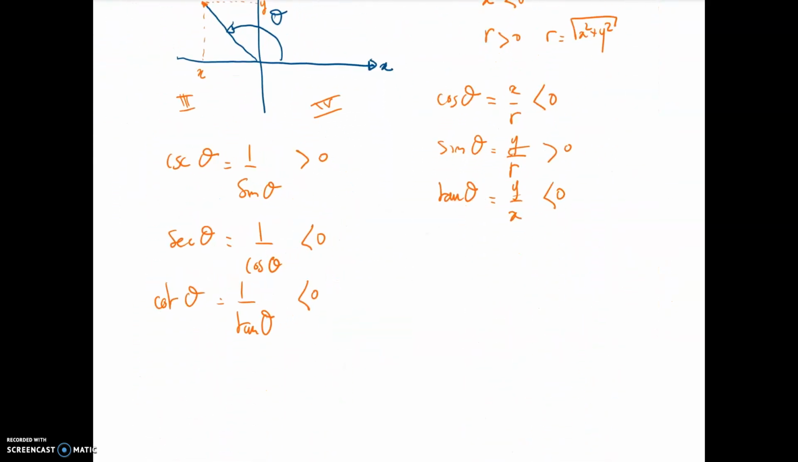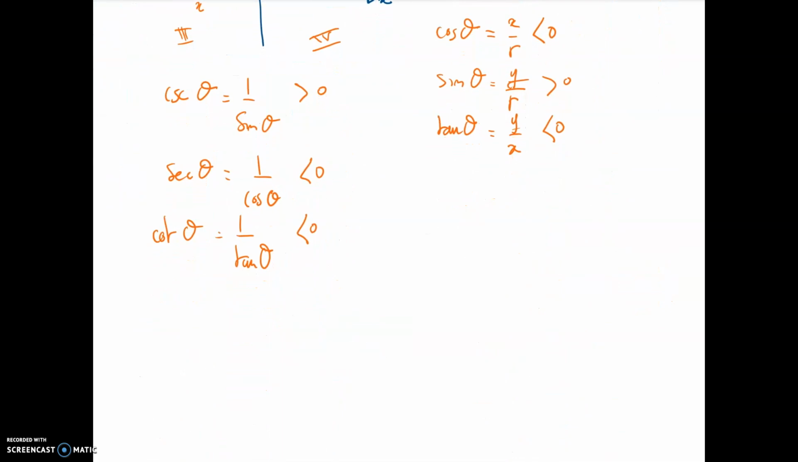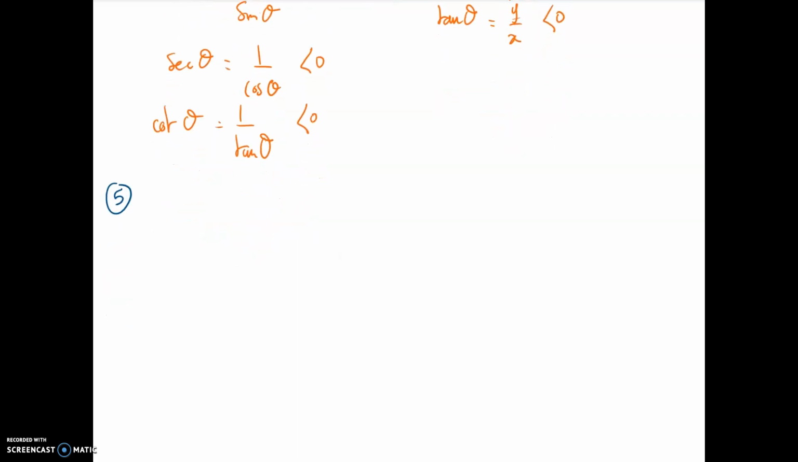All right, let's jump on to problem number 5. On this problem number 5, determine the sign of the given function. So we have sinus 290 degrees and cosinus 200 degrees. We need to find the sign of sinus 290 degrees and cosinus of 200 degrees.